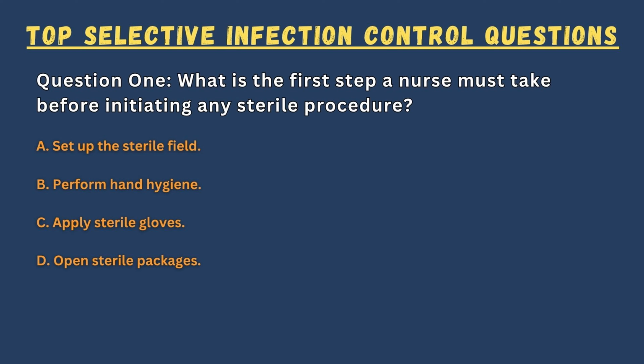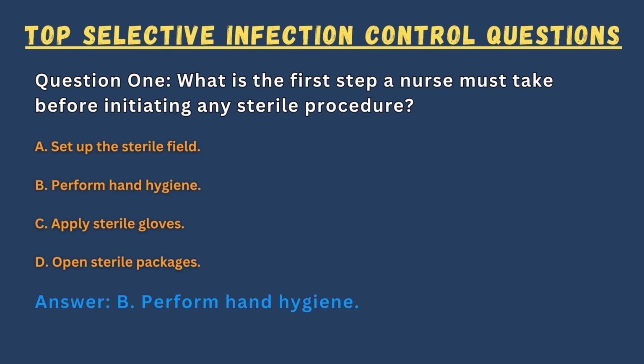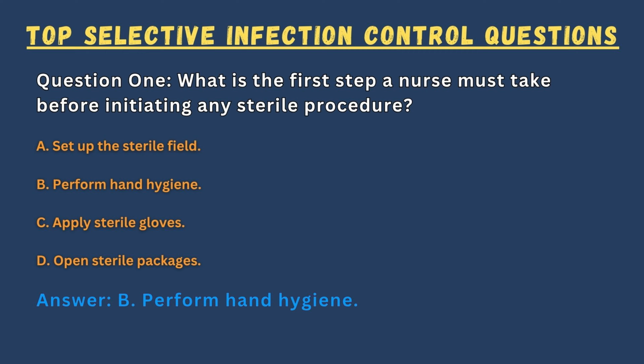Question 1. What is the first step a nurse must take before initiating any sterile procedure? A. Set up the sterile field. B. Perform hand hygiene. C. Apply sterile gloves. D. Open sterile packages. Answer: B. Perform hand hygiene.